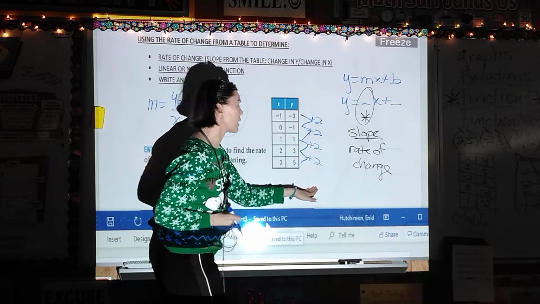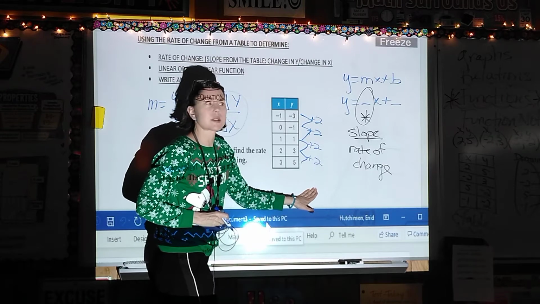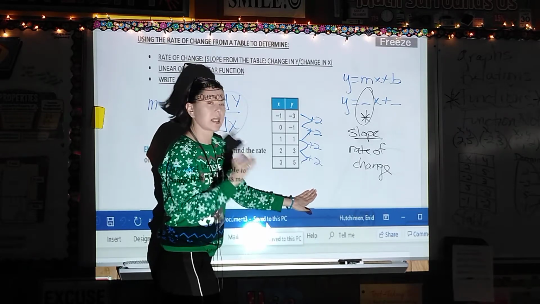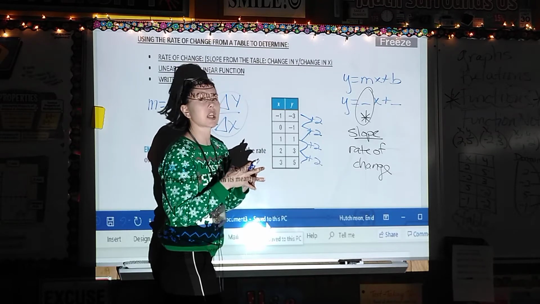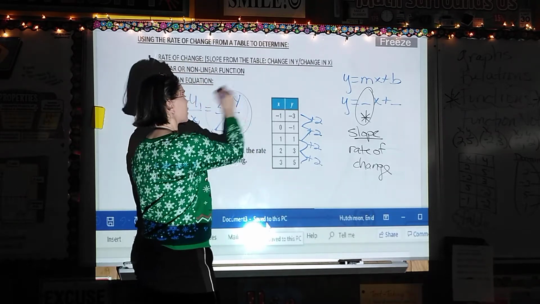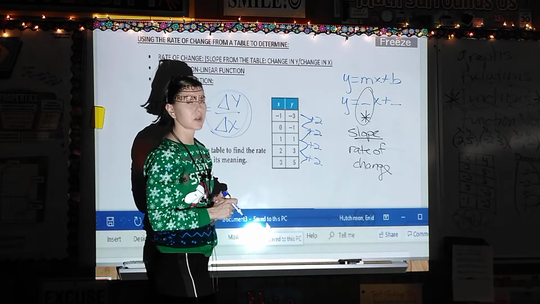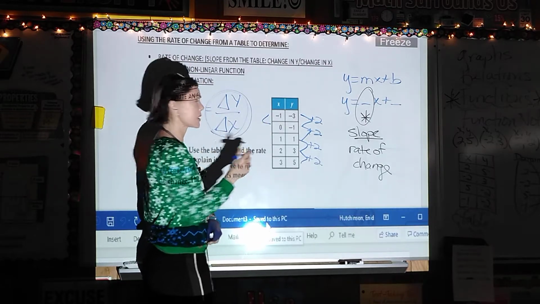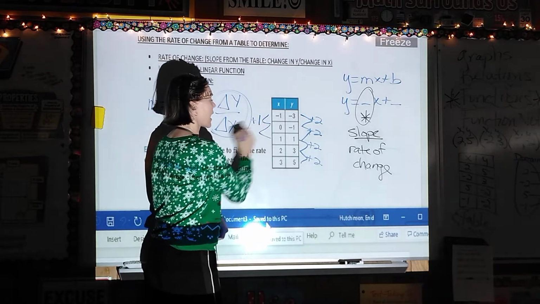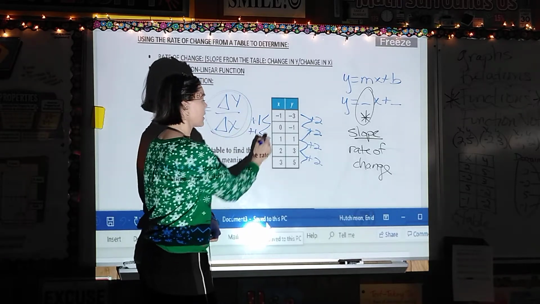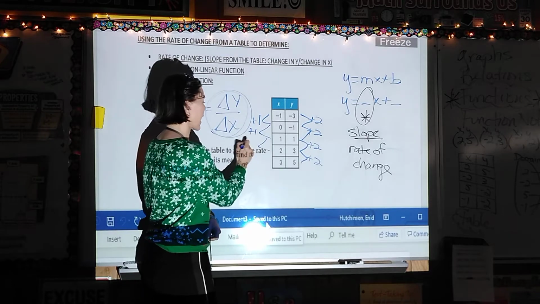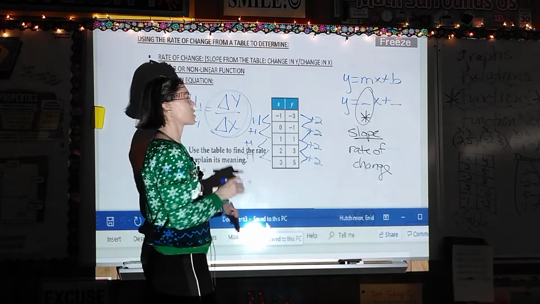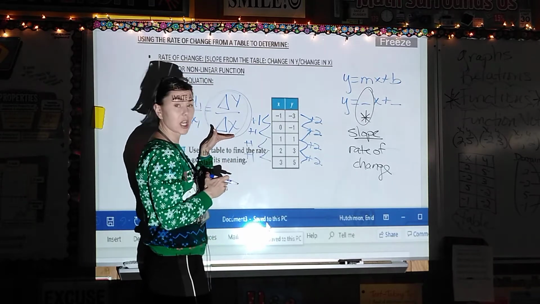This pattern here is not always going to be the same, okay? And that's okay. You just keep going because the rate of change will be determined by the change in y over the change in x. So here we go. How did we get from a -1 to a 0? We had to add 1. How did we get from 0 to 1? We added 1. How did we get from 1 to 2? We added 1. And how did we get from 2 to 3? We added 1.